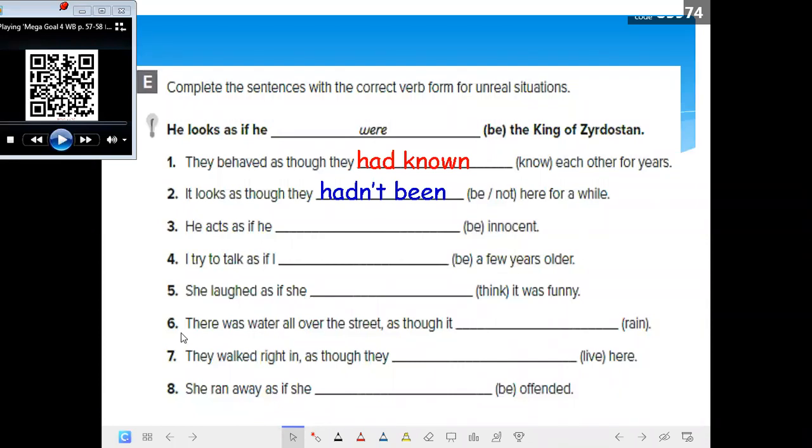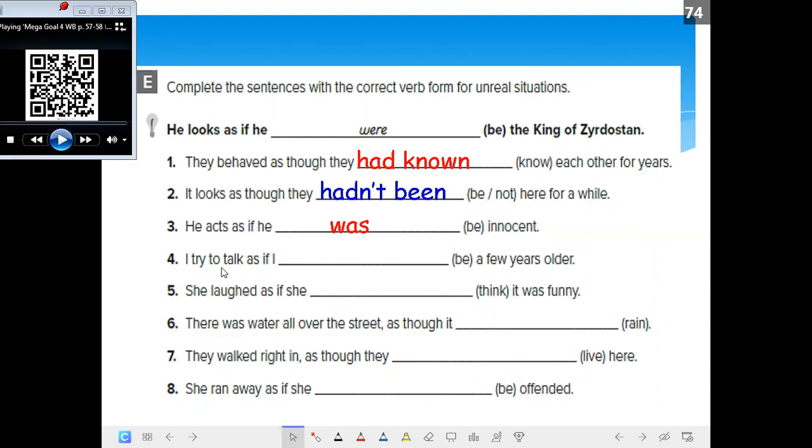طيب اتفضل يا يزيد، انا شايفك رافع يدك مره ثانيه، اتفضل. Yes, mister. اوكي نمبر 3. He acts as if he innocent. If he was innocent. هتبقى was innocent. ممتاز، برافو عليك. هتبقى he acts as if he was. طبعا هنغير الفيرب to be اللي هو be، هنخليها في الباست منها بيكون was او were. طبعا انا ممكن اقول هنا was وممكن اقول were، الاثنين هيكونوا صح. اقول if he was innocent.